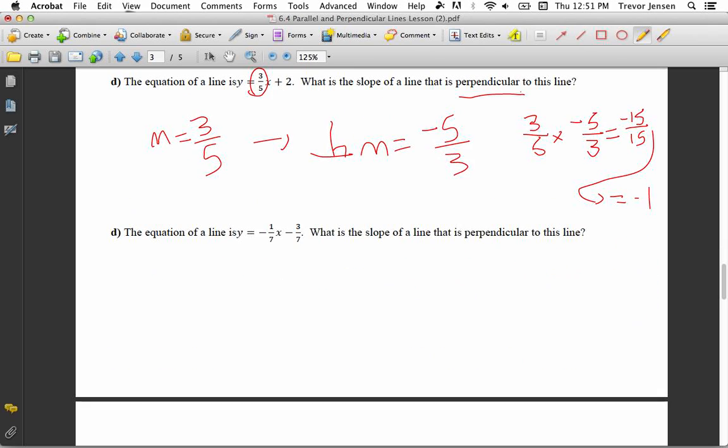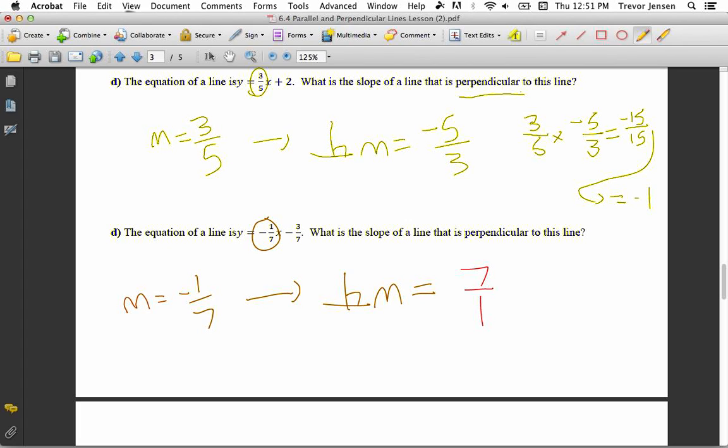Okay, D. The equation of a line is y equals negative 1 over 7x minus 3 over 7. What is the slope of a line perpendicular to this line? So the slope of this line is negative 1 over 7. A slope perpendicular to that is the negative reciprocal of that. So I must flip the fraction. So instead of 1 over 7, it's going to become 7 over 1.